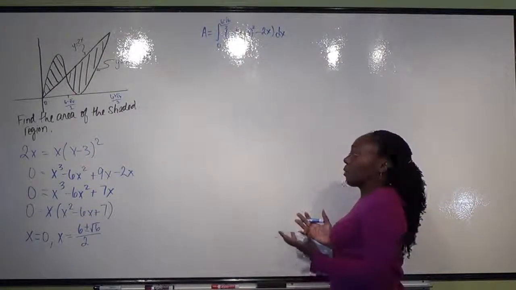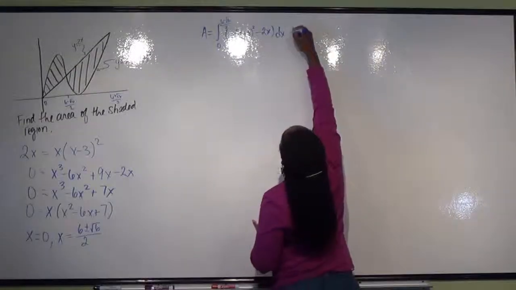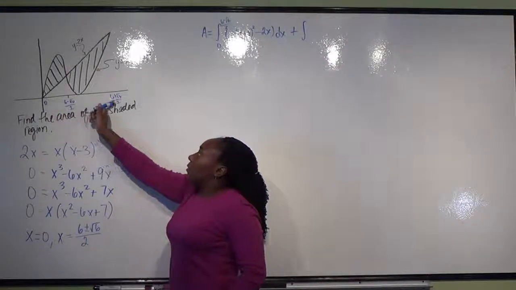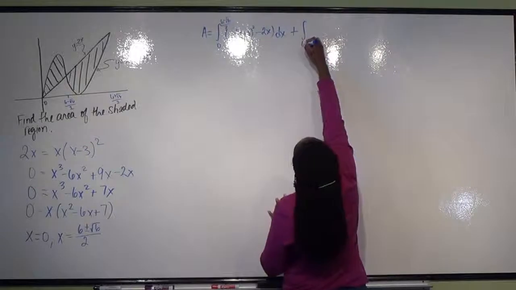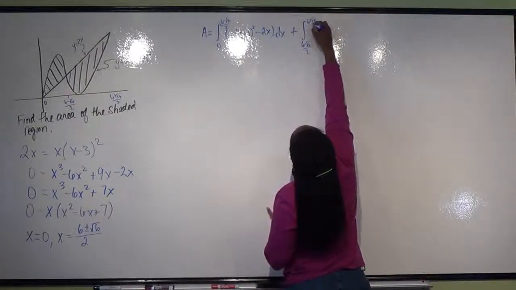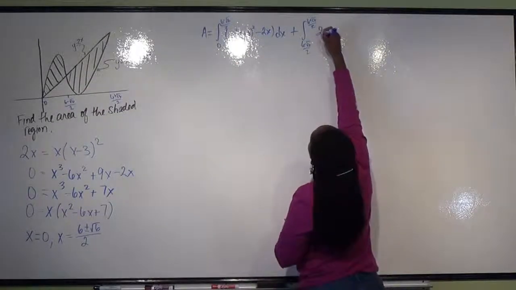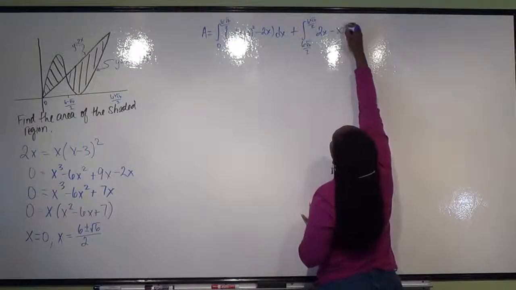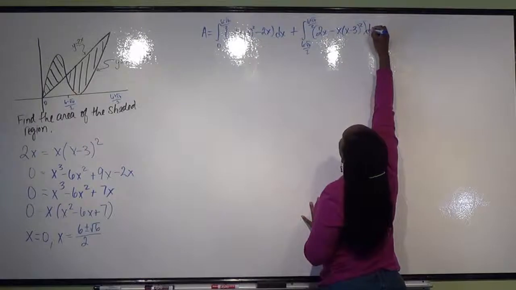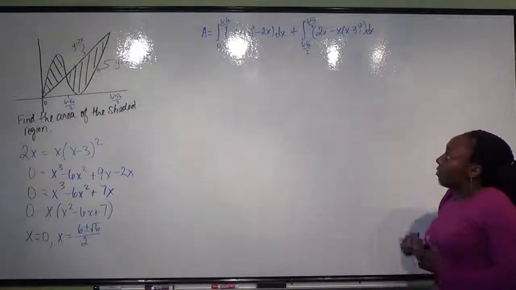And then for the other piece of the shaded region, we're just going to add that on. So it's going to be plus the integral from the lower bound to the upper bound, so (6 minus root 6) over 2 to (6 plus root 6) over 2. Again, upper curve minus lower curve, so 2x minus x times (x minus 3) squared. Okay. So there's our setup.